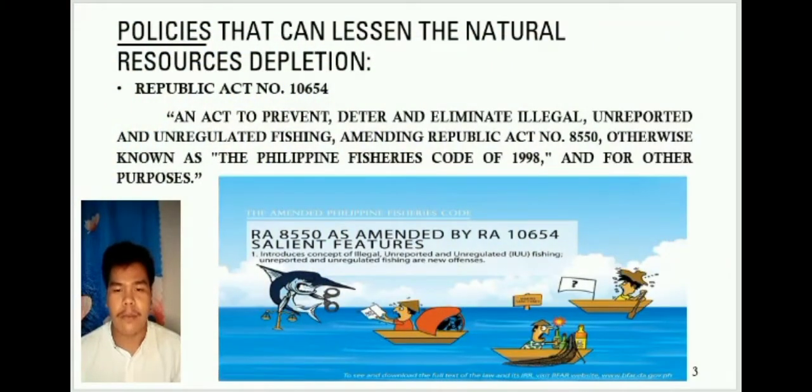Here are some examples of policies that can lessen the depletion of natural resources. 1 is Republic Act 10654, an act to prevent, deter, and eliminate illegal, unreported, and unregulated fishing, amending Republic Act No. 8550, otherwise known as the Philippine Fisheries Code of 1998, and for other purposes. This policy helps to lessen illegal activities such as dynamite fishing in our Philippine waters, including the exclusive economic zone, and protect and enhance the quality of the marine environment.